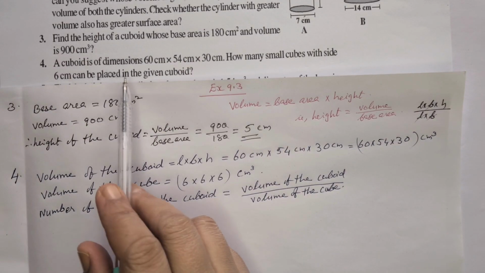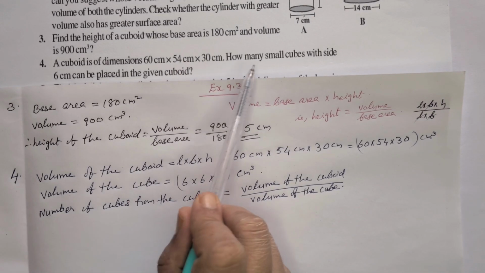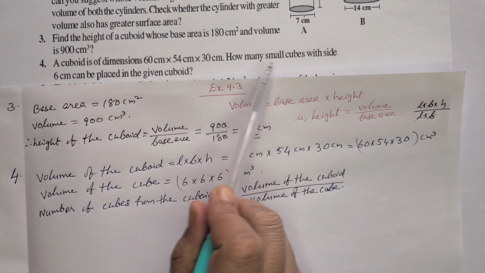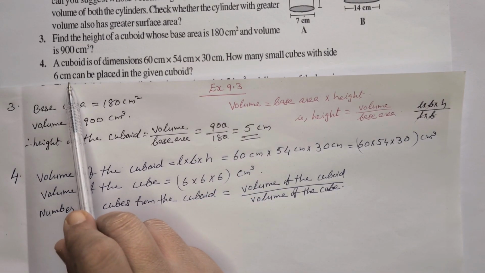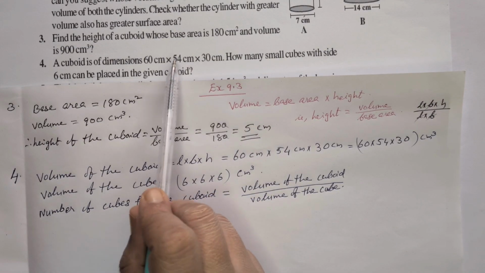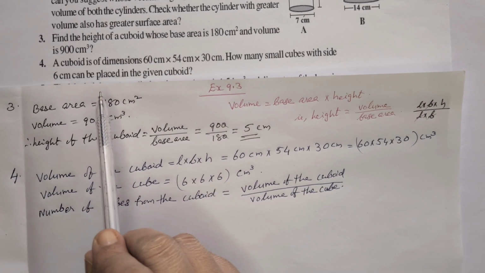Fourth question, a cuboid is of dimensions length, breadth, height given. How many small cubes with side, cube means all sides are equal, side is given here 6 centimeter, can be placed in the given cuboid? In the big cuboid, how many small cubes can be placed?